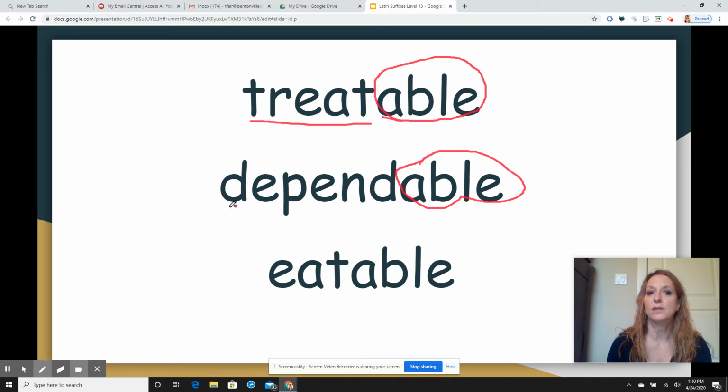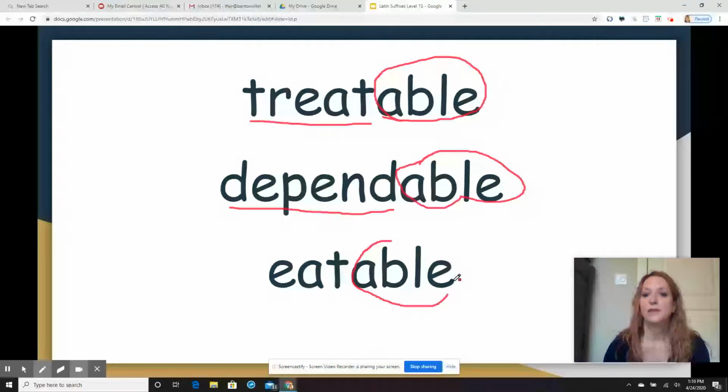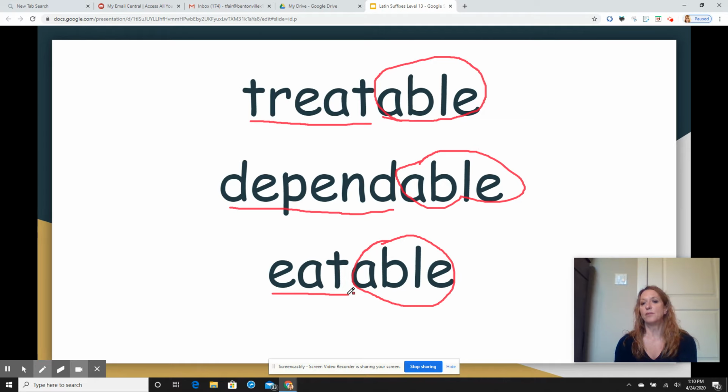And then what's this big word? Dependable. You're able to be depended on. Here's your suffix, able. And then what's the base word? Eat. And we say edible. We don't say eatable. But anyway, you have treatable, dependable, and edible. Now, it was easier to read them after you identified the suffix, right? Because you were able to say, oh, I've seen that word before. I know what that is. It's cool. You did a good job.